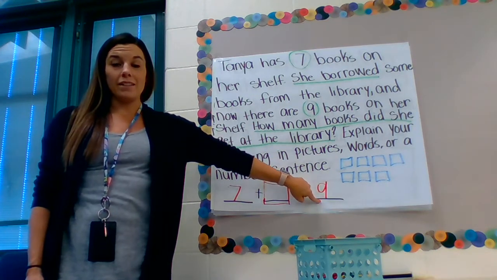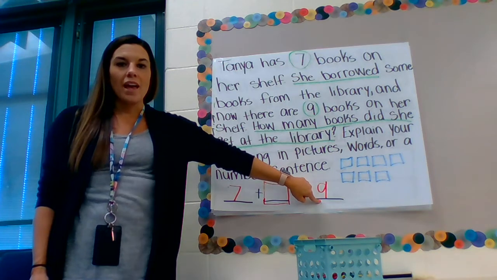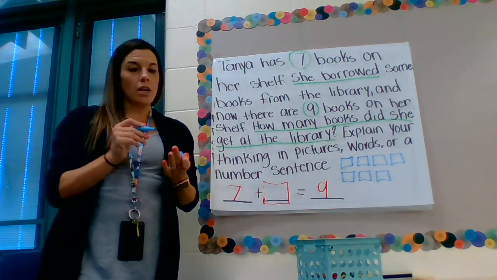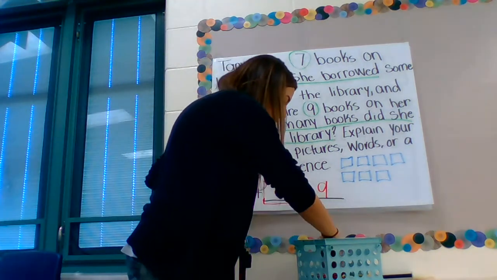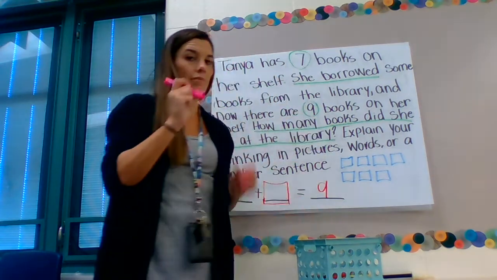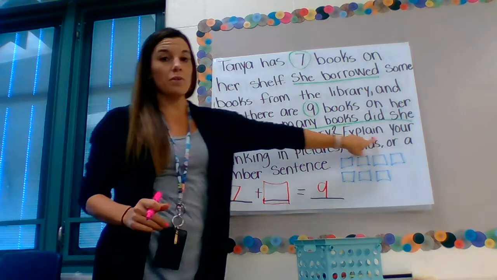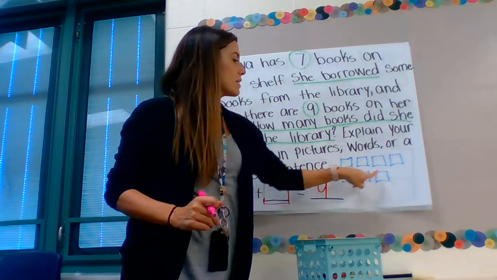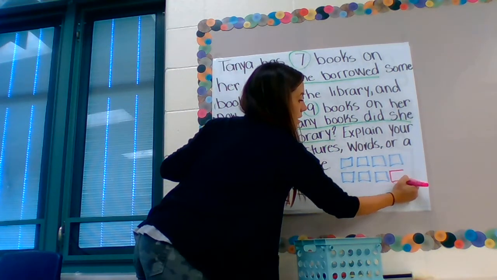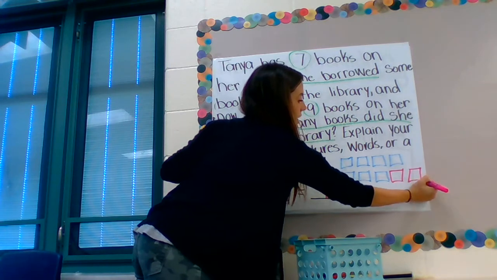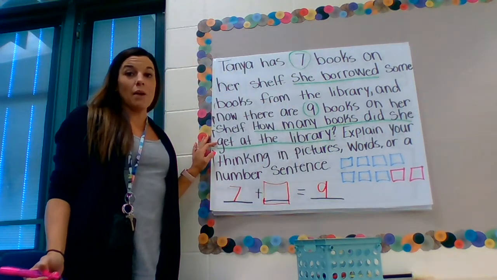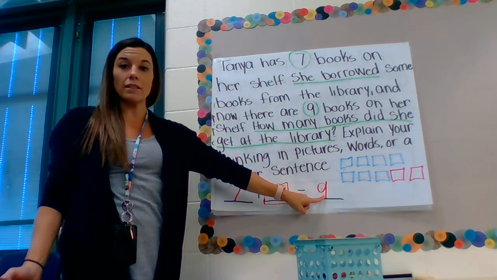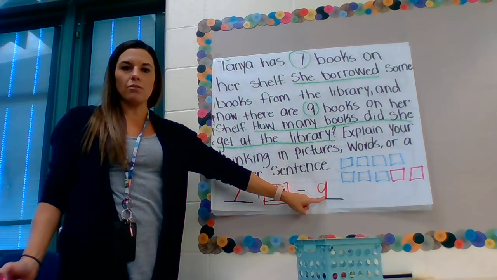She ended up with 9. So you want to know what I'm going to do? I am going to keep drawing books until I get to the number 9. But I'm going to switch colors because that's going to help me find my mystery number. How many do I have on my shelf to begin with? 7. 1, 2, 3, 4, 5, 6, 7, 8, 9. I want to stop at 9 because that's how many she ends up with altogether. I don't want to keep going past 9. She only ended up with 9 books on her shelf, okay?